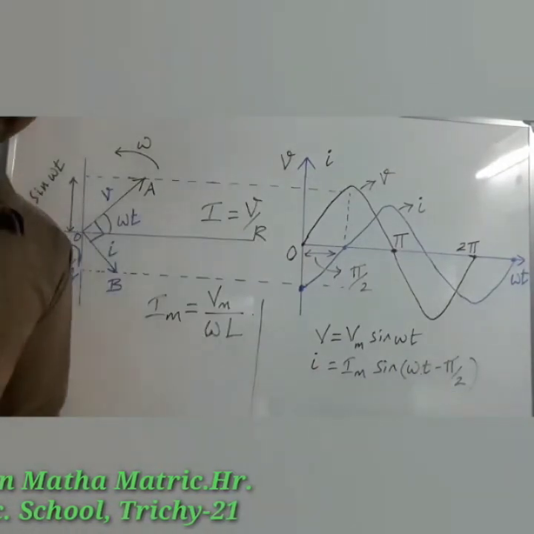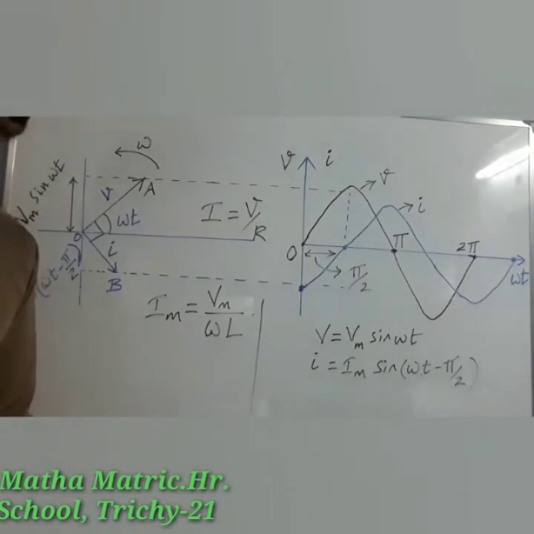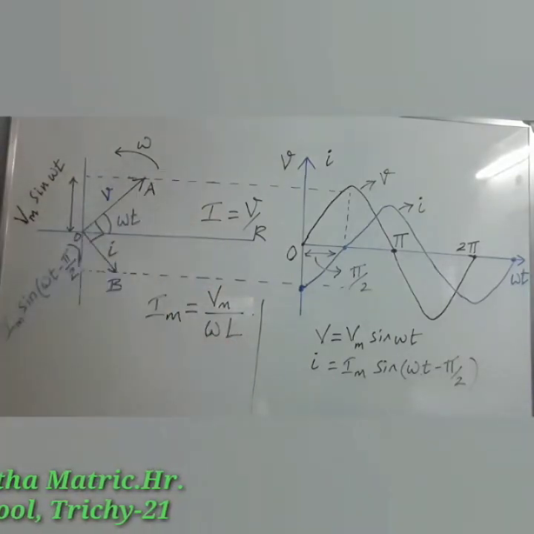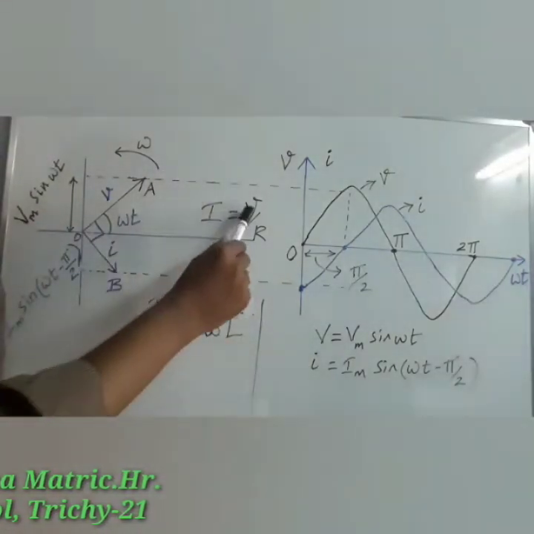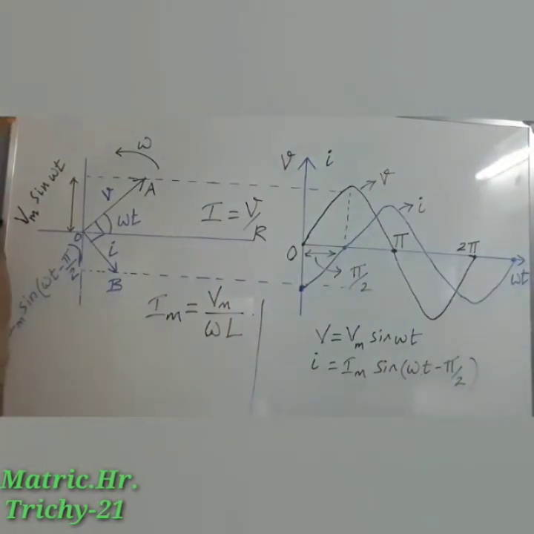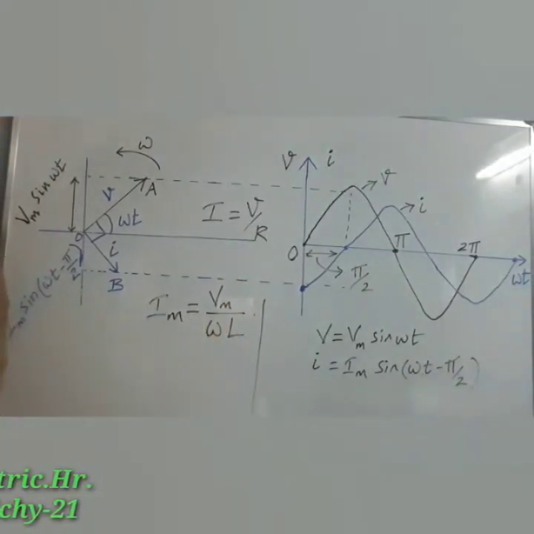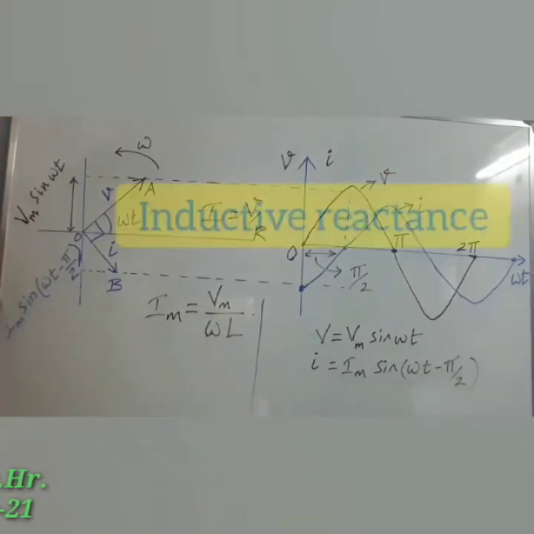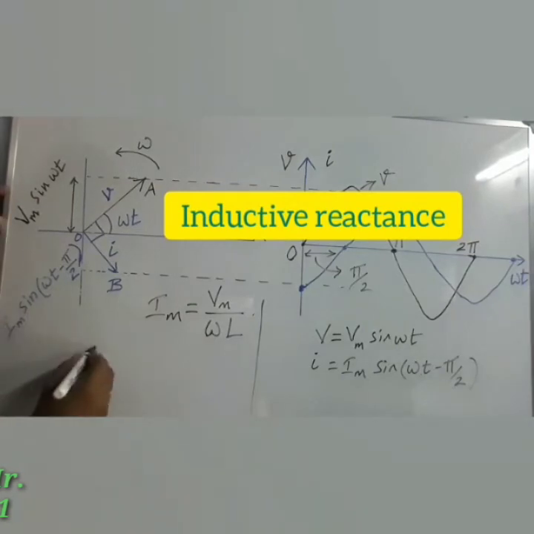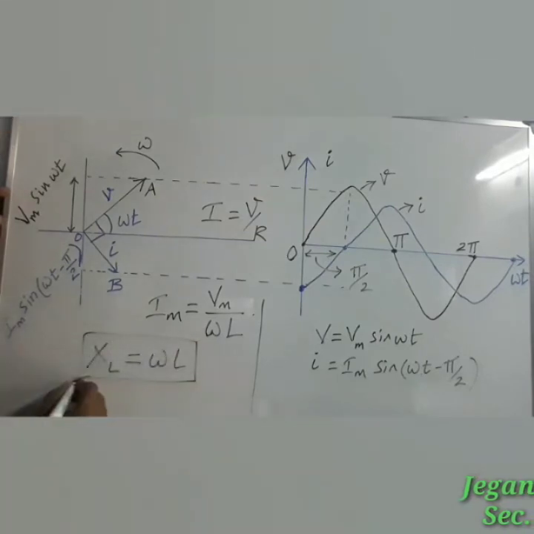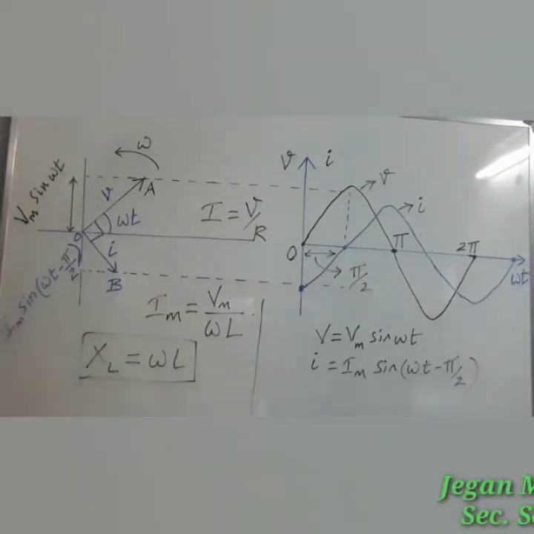The peak value of current Im is given by the expression Vm by omega L. Let us compare this equation with Ohm's law. In Ohm's law, what is the expression for current? I is equal to V by R, which is used in a resistive circuit. The quantity omega L plays the same role as the resistance in the resistive circuit. So omega L is the resistance offered by the inductor, which is known as inductive reactance, and it is given by the letter XL, that has the value omega L. Since it is a resistance given by the inductor, it can also be measured in ohms.